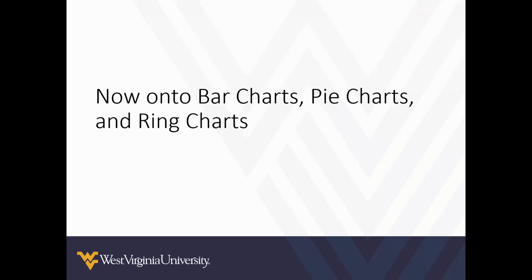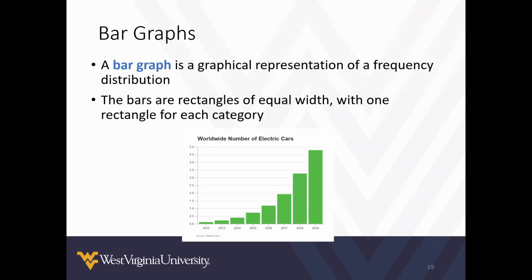Okay, so as I mentioned, a big part of this lecture is talking about data visualizations. So now at this point, we're going to move on to talk about bar charts, pie charts, and ring charts. So a bar chart, also known as a bar graph, is a graphical representation of a frequency distribution. The bars are rectangles of equal width with one rectangle for each category.